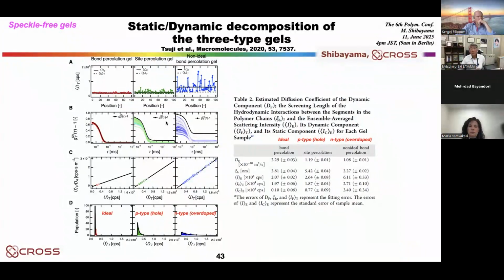Remember, I showed that we proposed the static dynamic decomposition method. In the ideal case, there is no distribution, just a single point. The type with some broadness appearing, and the conventional type or this overdosed type, has a wide distribution of the correlation length and so on. So again, we can do the same thing by using this plot.